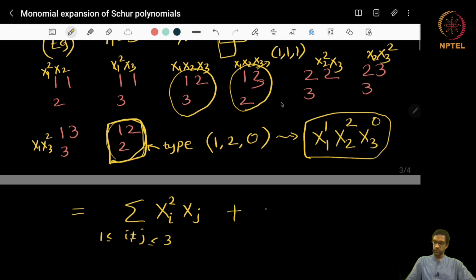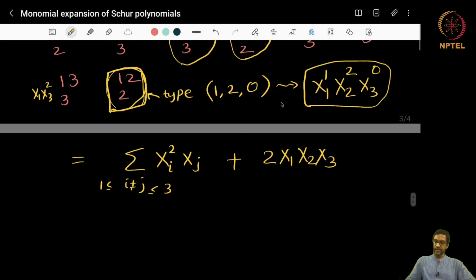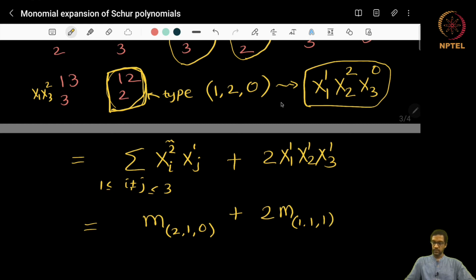And then there are 2 more terms, which are 2 times x1 x2 x3. If you wanted to rewrite this in terms of monomials, this is nothing but the monomial symmetric function corresponding to, so what is this? This is a 2 and a 1, right? So this is 2, 1, 0, the monomial symmetric function corresponding to the 3-tuple (2, 1, 0), plus 2 times the monomial symmetric function corresponding to (1, 1, 1), in 3 variables. Each of these is evaluated in the 3 variables x1, x2, x3.